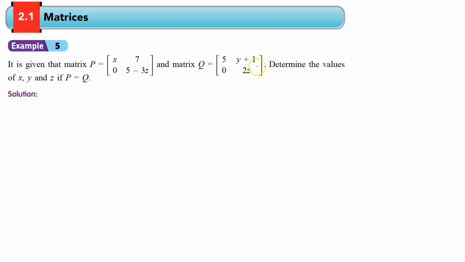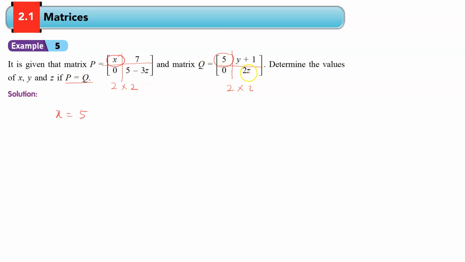So, example 5. It is given that the matrix P and matrix Q. So, yang ni adalah 2 by 2 matrix. Kita tengok. Jangan confuse pula tau. Sebab ada yang pakai unknown. So, ini pun sama 2 by 2 matrix. Determine the values of x, y, and z if P equal to Q. Okay, ingat. Bila P equal to Q, position dia mesti sama. Matrix dia sama, order dia sama. So, order dah sama. So, x equal to 5. So, terus dapat x. Since P equal to Q.